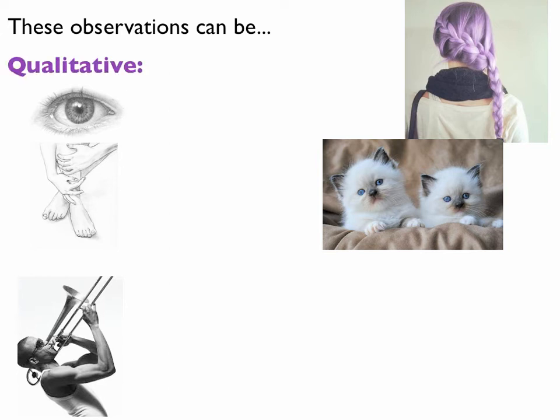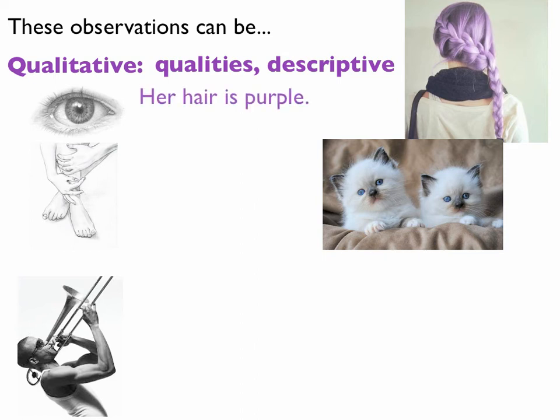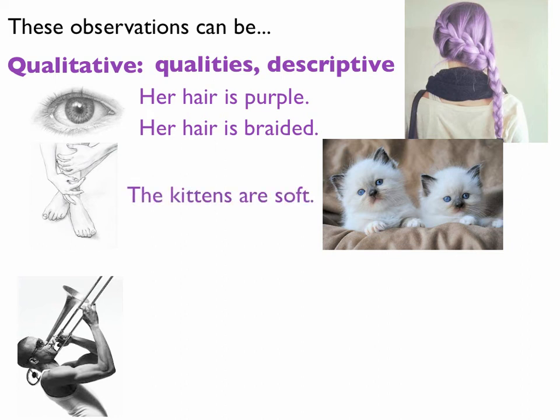The first one is qualitative. And qualitative has to do with the quality of something, or a descriptive term, such as her hair is purple, her hair is braided, or the kittens are soft. So here the purple and the braided is the sense of sight. Obviously the kittens are soft is the sense of touch.